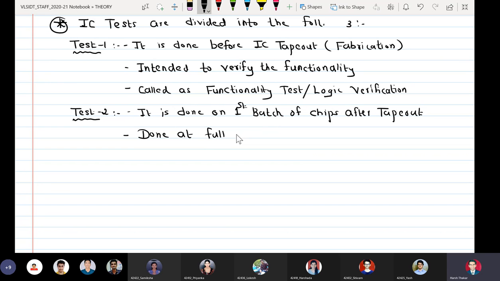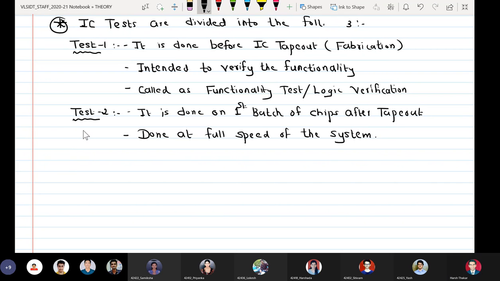In test number one, you just verify whether it is functionally correct, but you do not stretch the design to its limit. Test number two is done at full speed of the system. That means if the system is intended to perform at 2 gigahertz, then you apply a clock of 2 gigahertz and test the system.